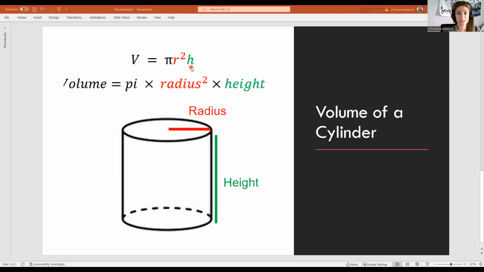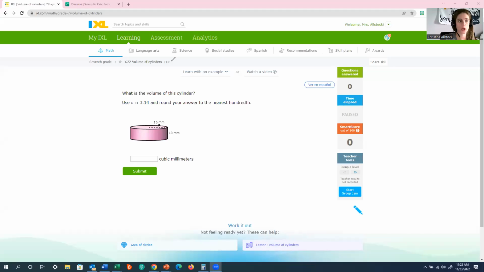And with formulas, my favorite thing about them is no matter what you're using a formula for, the initial steps are the same. You identify the information you're given, you substitute, you plug that into your formula, and then you solve it. So let's go ahead and switch on over to IXL. All right, quick reminder, the IXL assignment is FHC, volume of cylinders.